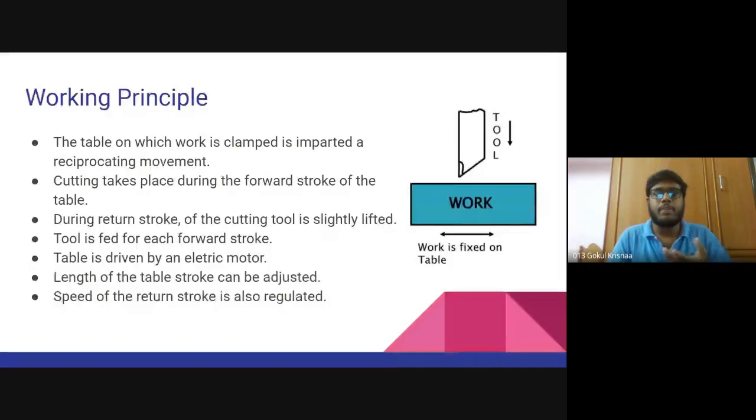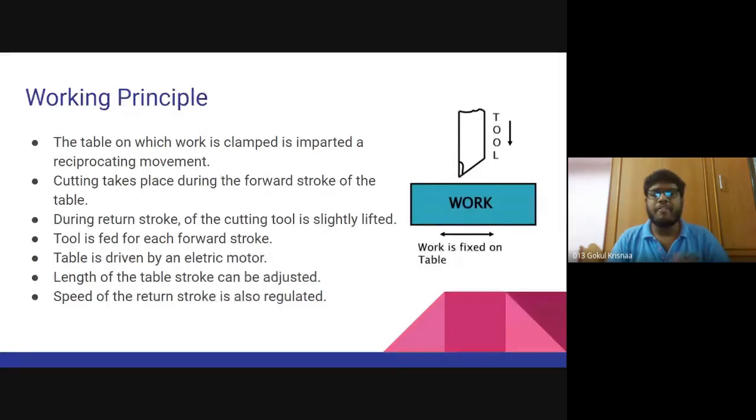This planing machine actually consists of a bed, and a moving table is mounted on this bed. The workpiece that we are going to machine is mounted on this table. So there is a bed, above the bed there's a table, and on the table we are clamping a workpiece. Now this table is given a reciprocating motion by means of electric motors.